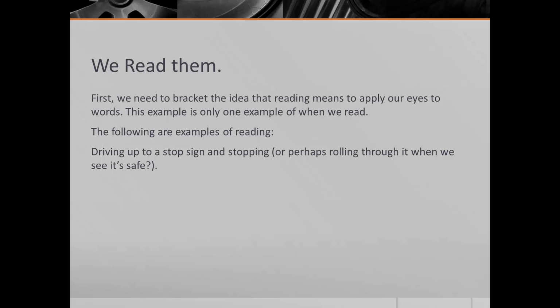Some examples of reading without texts. We drive up to a stop sign and we stop. Or maybe we roll through it, depending on whether we see it safe or not, treating it like a yield sign. We read the situation. Or when you try to cross the street, when you see the walk sign or the walk image or the walk word, you're reading the situation. Yes, you're reading the word, but you're also reading the situation to see if it's safe. You might see the word walk in a car speeding at you, and you decide to read it in such a way that you don't cross the street.